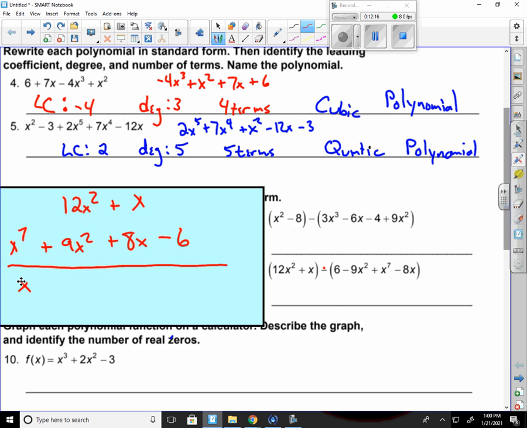X to the 7th is just x to the 7th. 12x squared plus 9x squared is 21x squared. X plus 8x is 9x. And then minus 6.